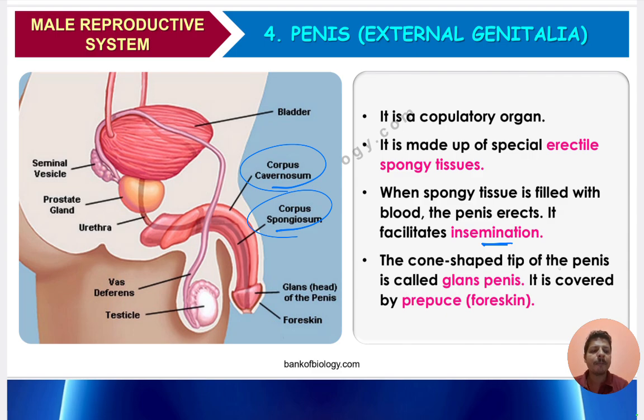The cone-shaped tip of the penis is called glans penis. As I told you, cone-shaped tip is called glans penis and it is covered by prepuce or foreskin. Prepuce, a thin skin, covers the glans penis or the head of the penis, that skin is called prepuce or foreskin.